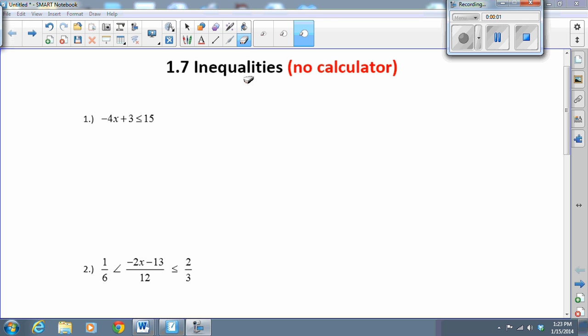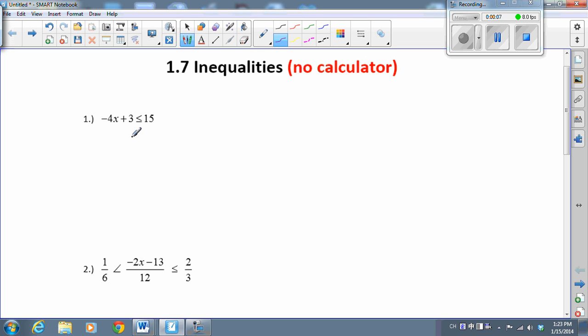Our 1.7 note is over inequalities, and this should be done without a calculator. Let's start with the first one. I have negative 4x plus 3 is less or equal than 15. This is a linear equation.